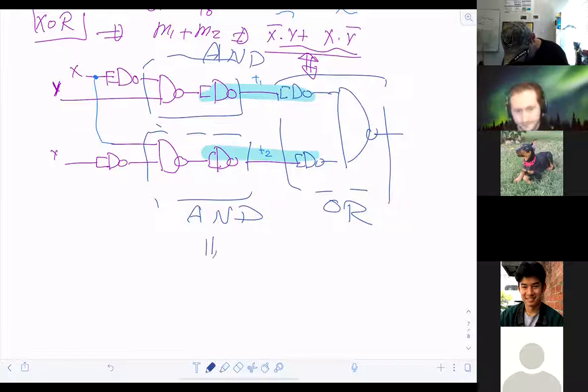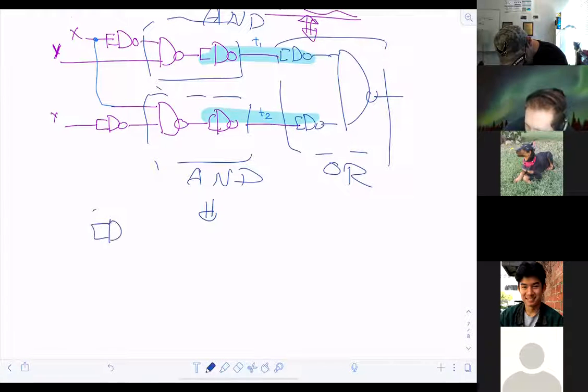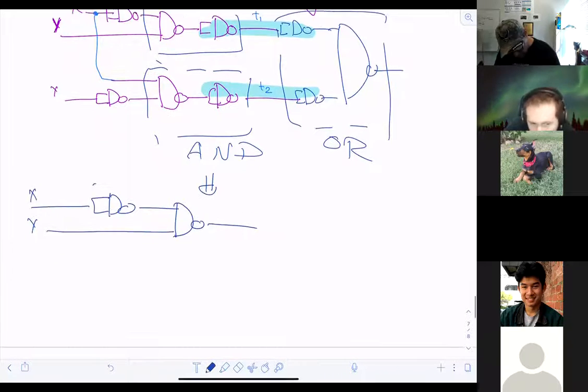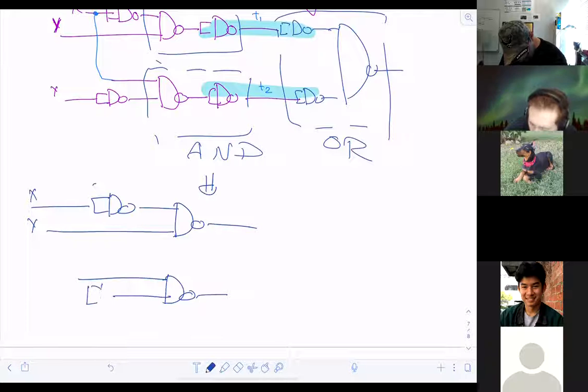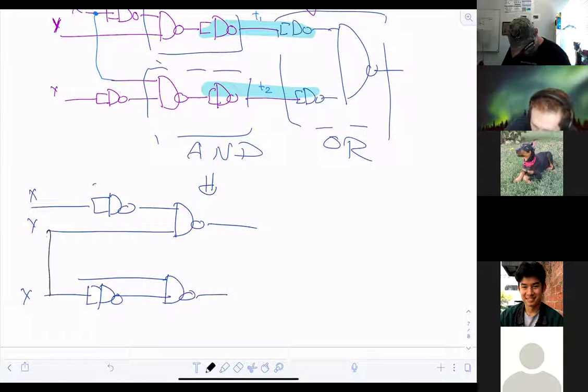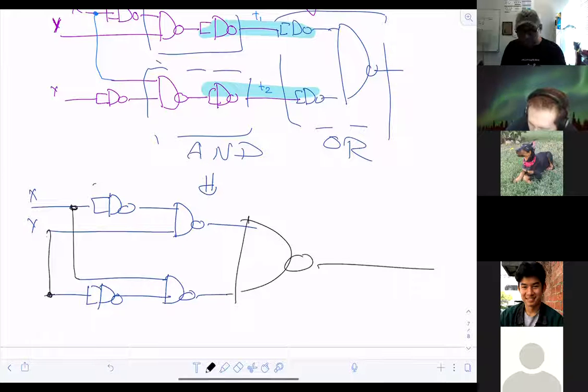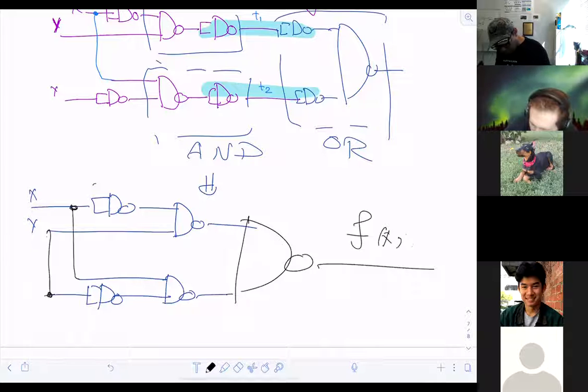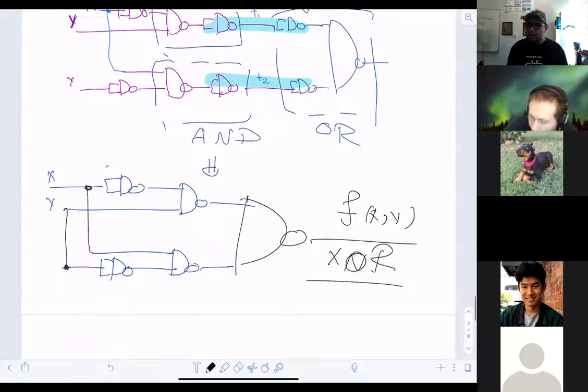So I can take this into account and say that I will have here a NOT gate, and same thing here. And let me just get a different color. Then I take this, then I take this like this. So pretty much I would like to introduce to you the XOR equivalency.